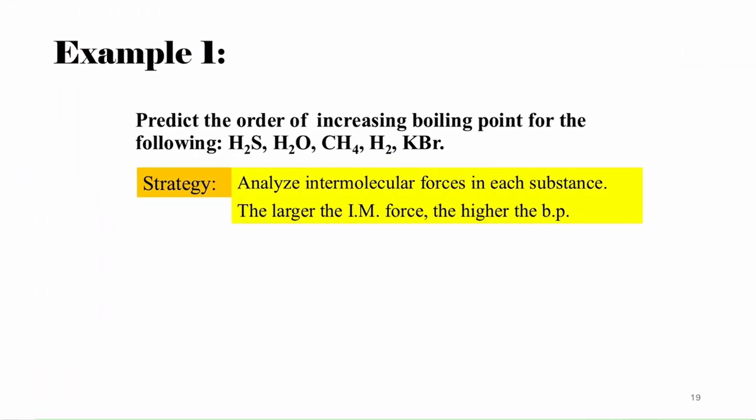So we'll start with an example, right? Predict the order of increasing boiling point for the following compounds. That means you need to understand the shape and the different bonds that form, and you need to know the Lewis structure to be able to get the shape for these different molecules, right?